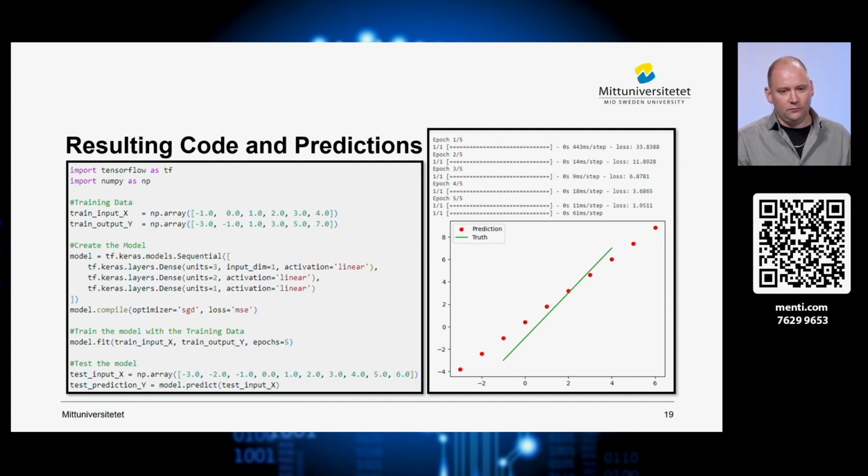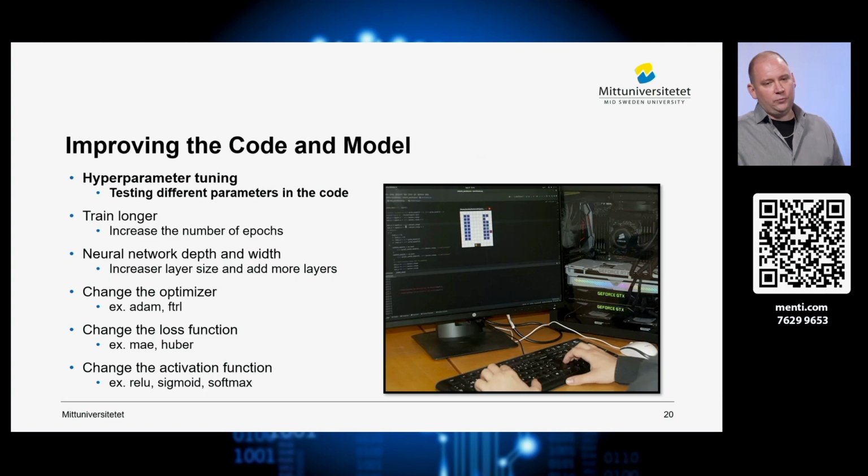And if you're doing something more advanced, then you're just changing the training data, you're changing the model to something you want, making it train longer, using different optimizers and loss functions and stuff like that. But the code structure and the pipeline looks the same for all types of machine learning projects. So how can we improve it then?